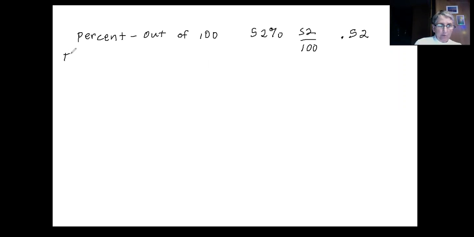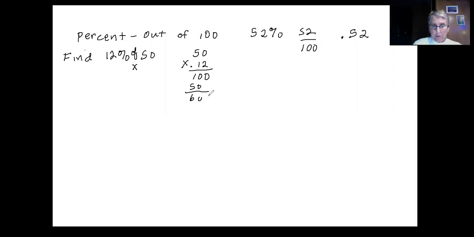Now, let me give you an example of a problem. Find 12% of 50. Well, the little word, of, means multiplication. So we change 12% to a decimal, and we multiply it by 50. When I do that, I get 600, but I have two decimal places, so I get 6. The answer is 6. Just remember, the little word of means multiplication.